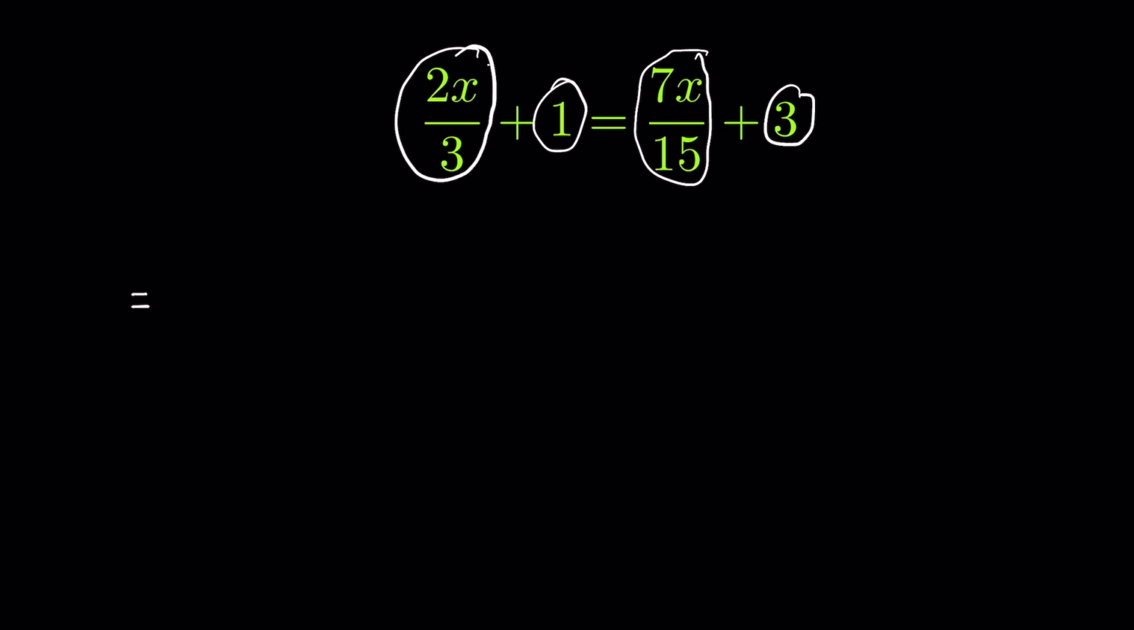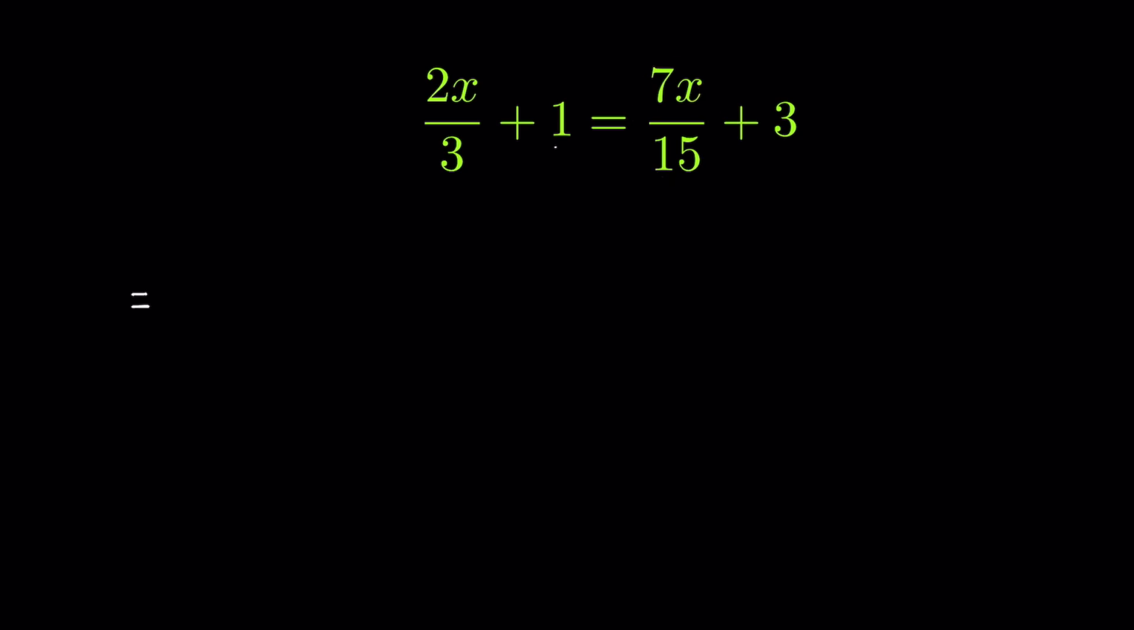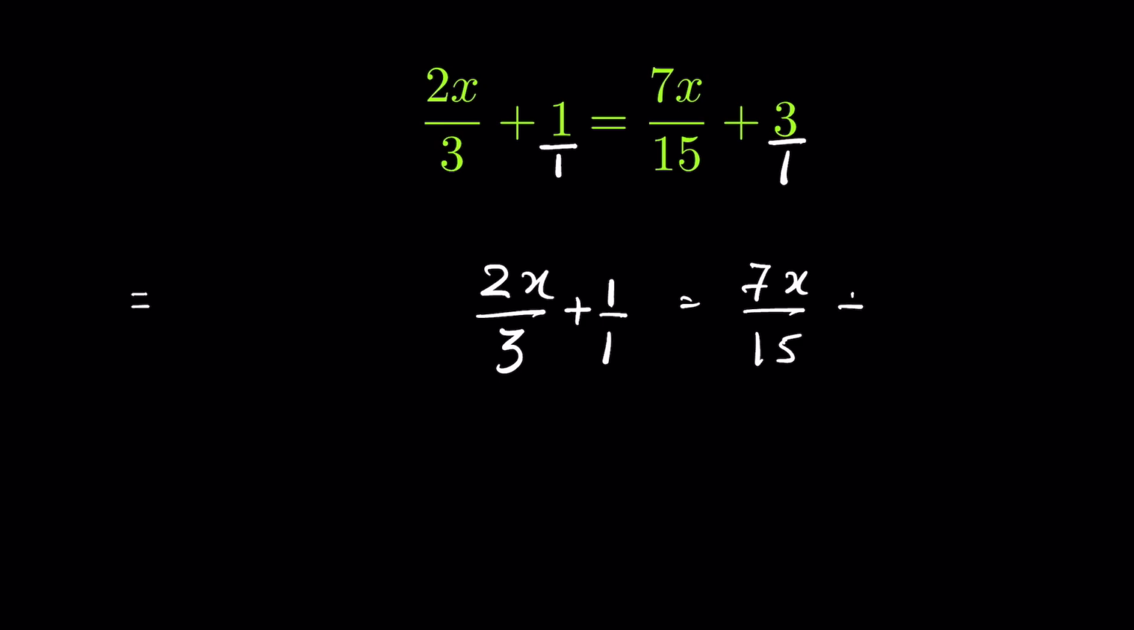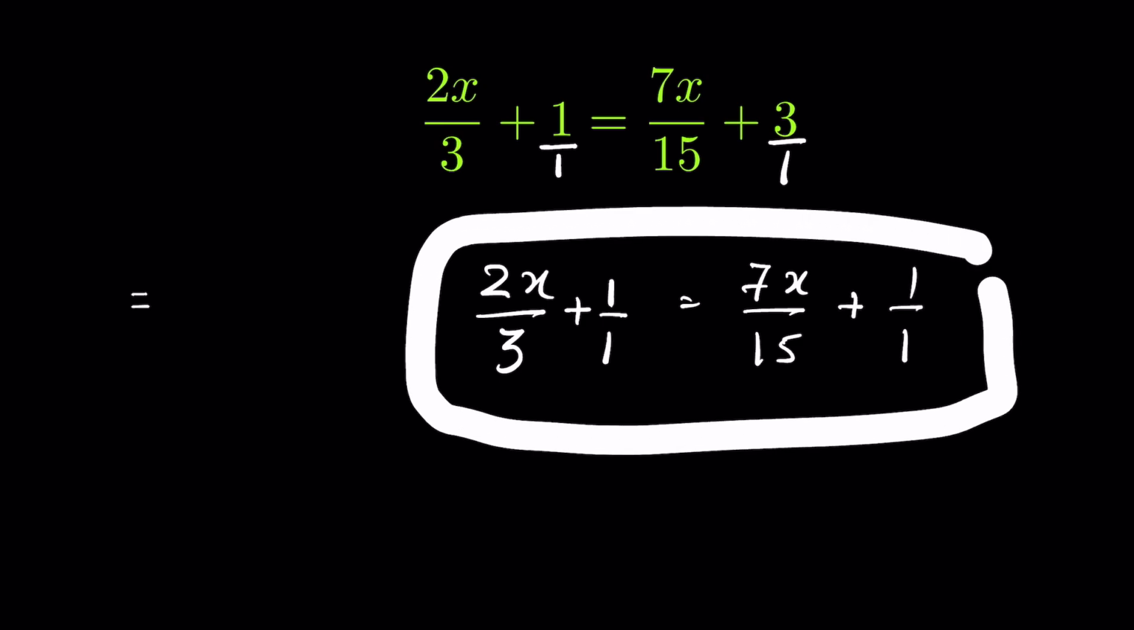So there are two methods that you can solve it. The first method is you turn the whole numbers into fractions. How can we turn a whole number into a fraction? We can write 1 as the denominator. You divide any number by 1, the number won't change. So we can divide it by 1 and make it a fraction. So it will be 2x upon 3 plus 1 upon 1 is equal to 7x upon 15 plus 1 upon 1. So there is this method to solve it.